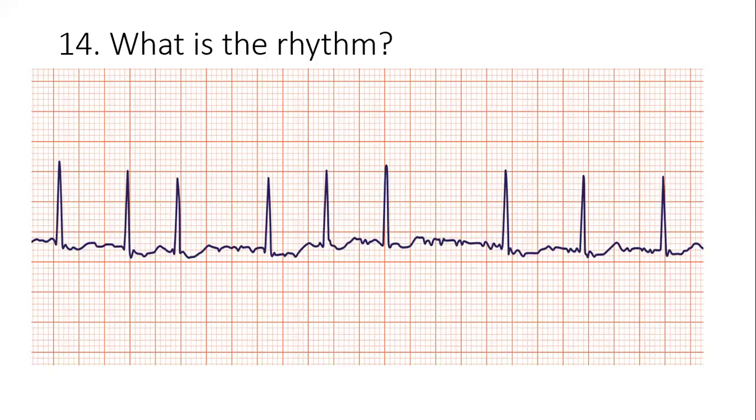All right, I don't really care about what the rate is. This picture I found doesn't give us 30 blocks, and we need 30 blocks for 6 seconds' worth. So just looking at the rhythm, what do you think we're dealing with here? Is that AFib or is that a flutter?